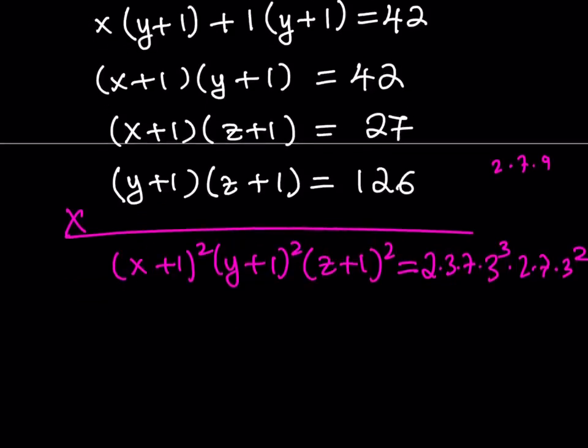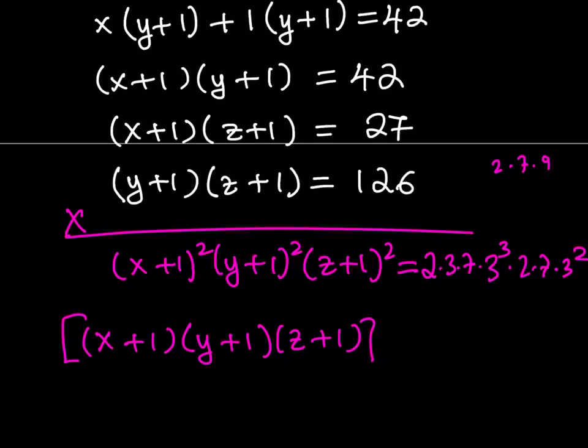Oh, I forgot to say x, y, z are all positive numbers here. Well, let's suppose they're not positive. We're going to find both solutions. It's no big deal. But let's go ahead and simplify this expression. So can I safely say that this expression can be written as x plus 1, y plus 1, z plus 1, all together squared, and the right-hand side is going to equal 2 to the second power, and then 3 to the sixth power, and 7 to the second power.